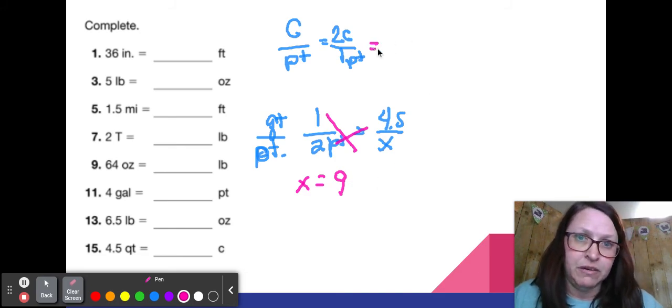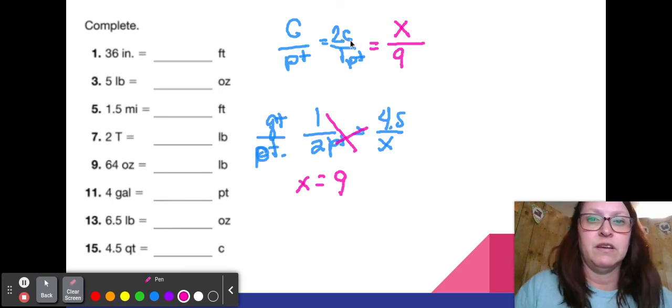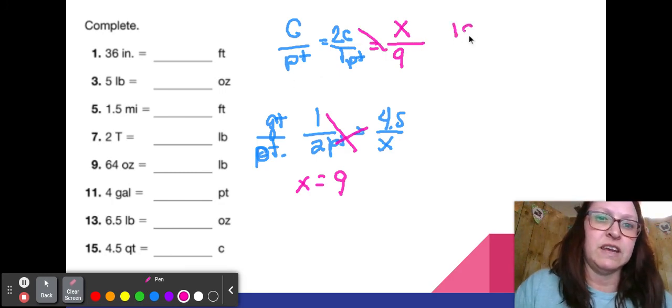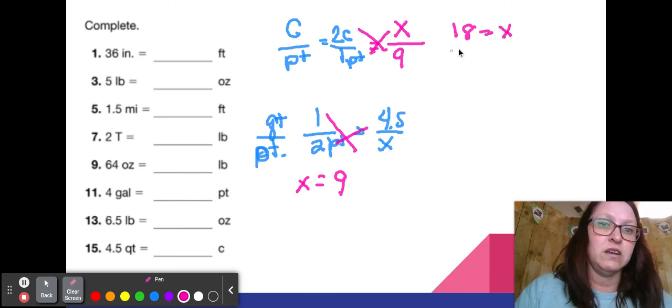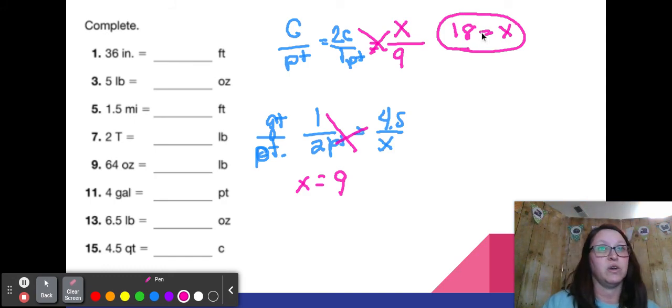So I'm going to come up here and I'm going to say, pints right here. So I'm going to put 9 on the bottom. X is how many cups because I don't know how many cups. So 2 times 9 is 18. 1 times x is x. So there's 18 cups in 4.5 quarts.